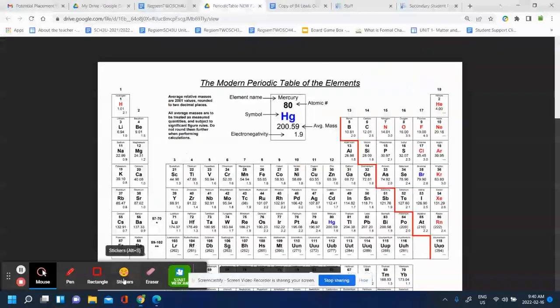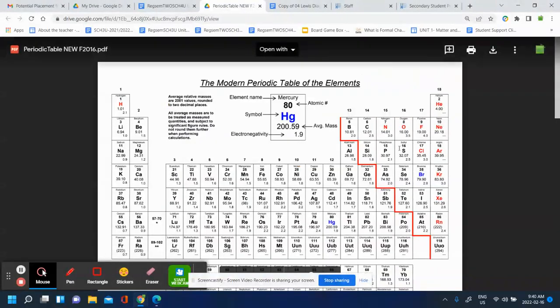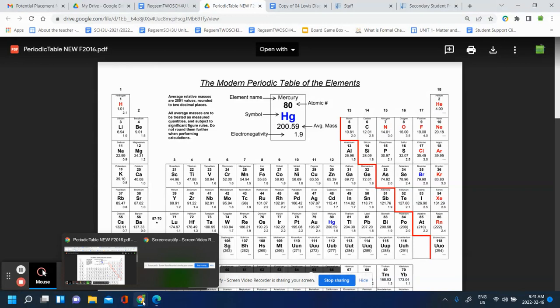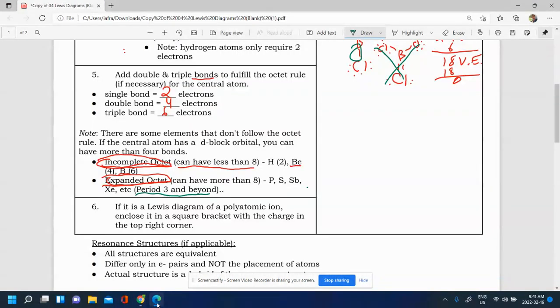Expanded octets are for elements that are period 3 and beyond in our periodic table. When you get to period 3, elements like phosphorus and sulfur can have expanded octets, but anything above that can't. Carbon will never have more than 8, nitrogen never more than 8, oxygen never more than 8. So period 3 and beyond can have expanded octets. I put a video link in the main handout that you can go watch for more details.